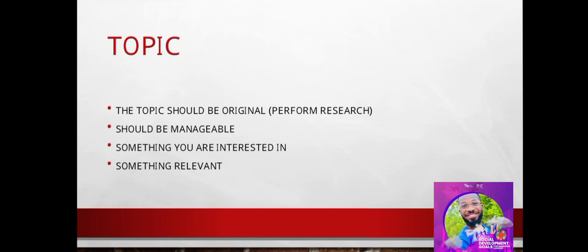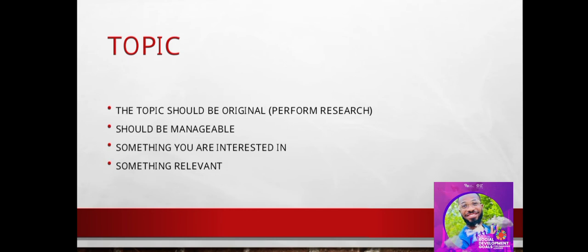Now, your next point, your topic should be manageable. When I say manageable, I mean something you can handle. Don't go and pick a topic that will take you 2 years to write. Yeah, there are topics like that. You're not doing PhD now. Maybe if you're doing PhD, I don't know. But this is project 101, so this one is not for PhD students. So you cannot go and pick a topic that is not manageable. Pick a topic that you can do in the shortest time possible.